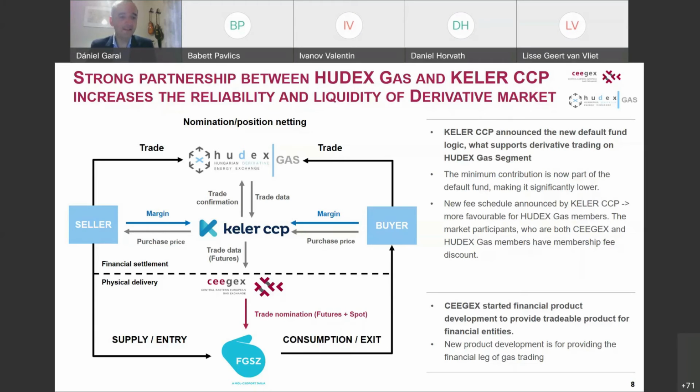Again, details are following, I think, but the most important, basically in one sentence, is that we can say at the moment that joining HUDEX gas for a CEEGEX member is completely cost-free, both on the CEEGEX and HUDEX side, and now also on the Keller CCP side. That's a big improvement, and we're hoping that this can support the significant increase of HUDEX markets in the future.